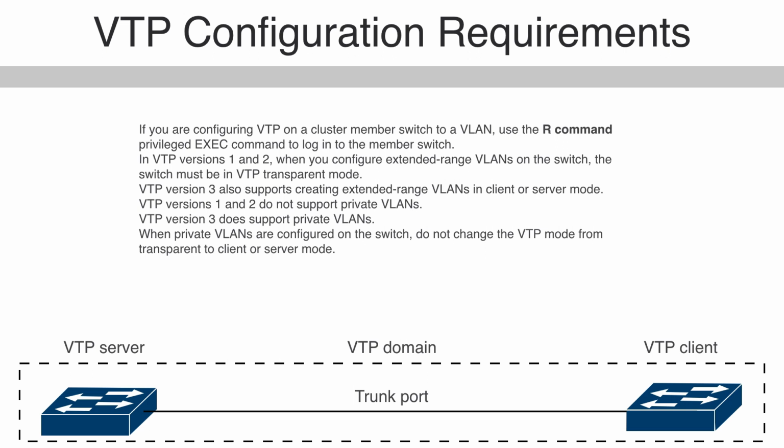In VTP versions 1 and 2, when you configure extended range VLANs on a switch, the switch must be in VTP transparent mode. VTP version 3 also supports creating extended range VLANs in client or server mode. VTP versions 1 and 2 do not support private VLANs. VTP version 3 does support private VLANs.